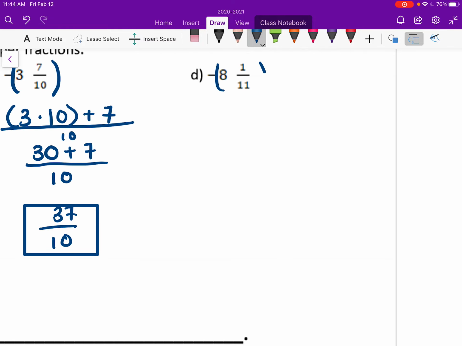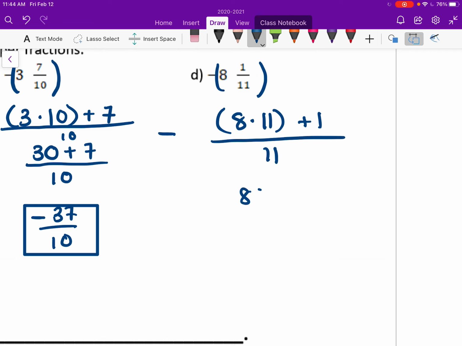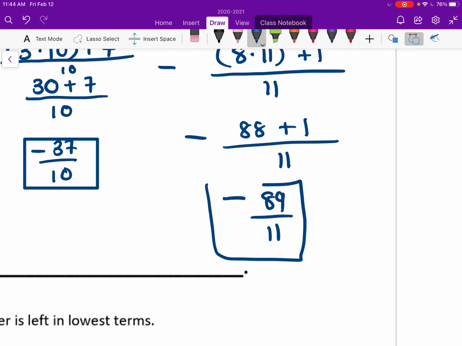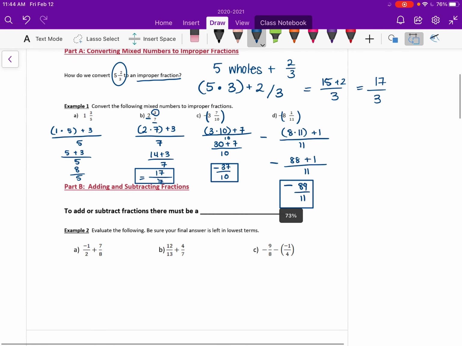Same thing here. We're going to leave the negative out of it, and then we're going to put the negative back in. Let's do 8 times 11 plus 1 all over 11, and we're just going to leave the negative out here. 88 plus 1 divided by 11. It's going to be negative 89 over 11. And that's how you convert those.